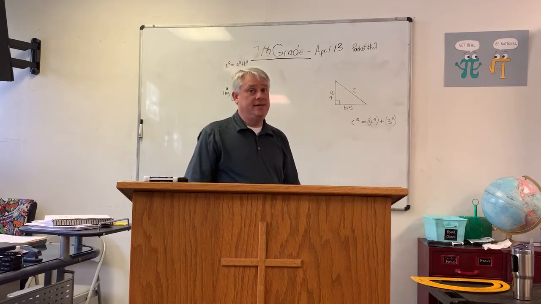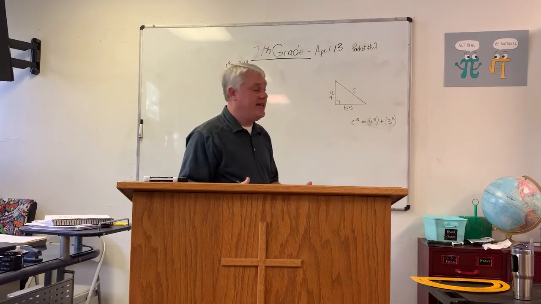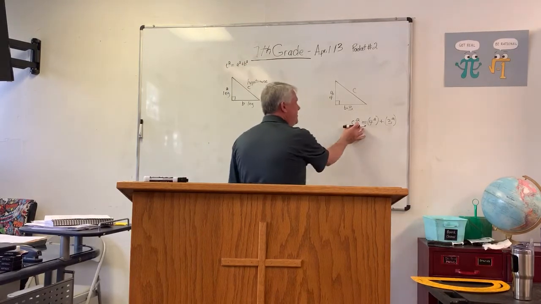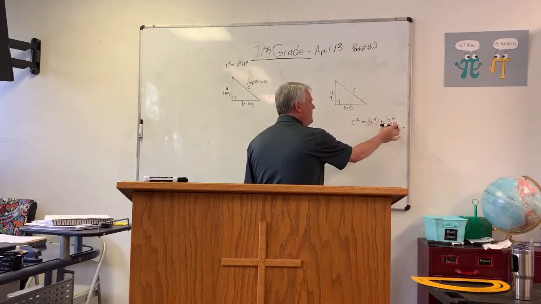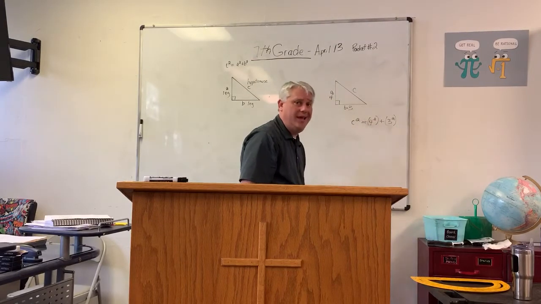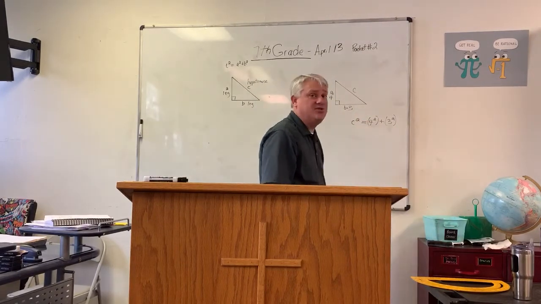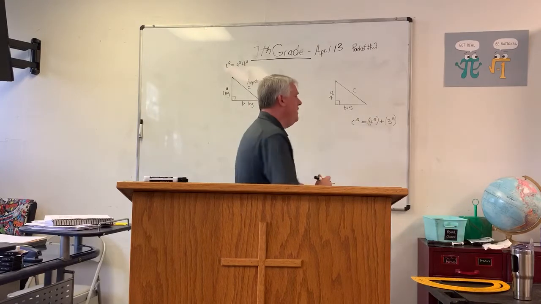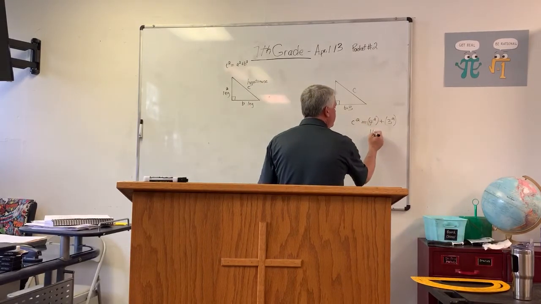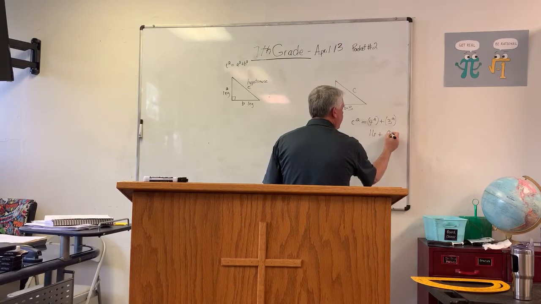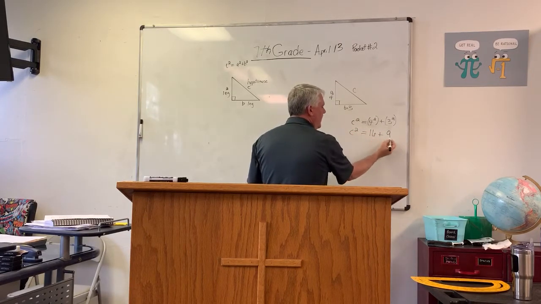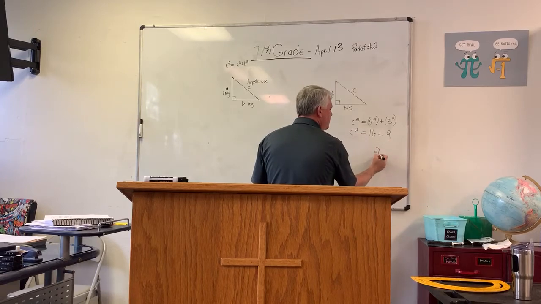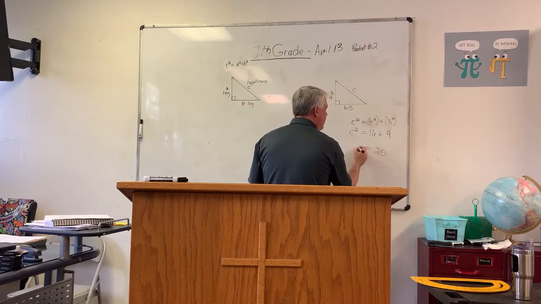As always, I'm going to simplify what I can in my equation. Can I do anything with C squared? No, not yet. We're not going to worry about that. But can I solve this side? Do I know how to square 4? Yes. Do I know how to square 3? Yes. Order of operations tells me to do that first. 4 squared is 16. 3 squared is 9. Okay? So now I can add. 16 plus 9 is 25.